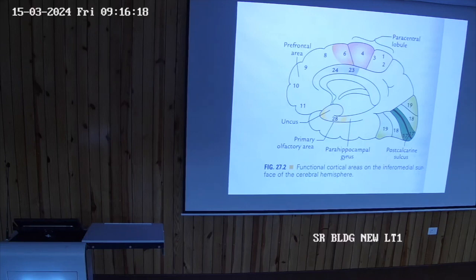All right, this is the prefrontal area, 9, 10, 11, this part. And look here, the area number 6, what is this? This is the central sulcus extending here on the medial surface, and it is surrounded by the gyrus, that is the paracentral lobule. Paracentral lobule.